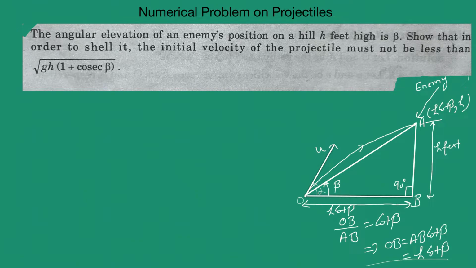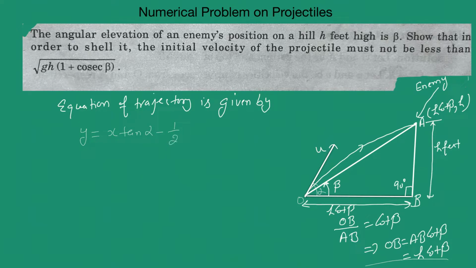Once again I am doing it from scratch. We know that the equation of trajectory is given by y is equal to x tan alpha minus 1 by 2 g x square by u square cos square alpha.